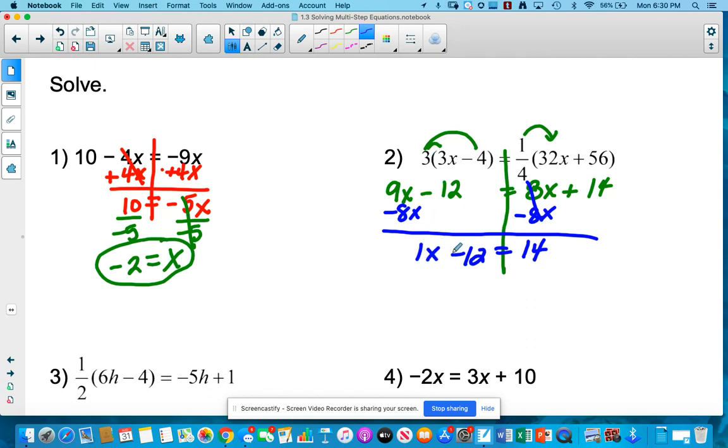Next step, combining like terms. I have to get that 12 to the other side. So the opposite of subtracting 12 would be to add 12. Bring my equal sign straight down. 1x, bring it down. And then 14 plus 12 gives us 26. So 1x is the exact same thing as x equals 26.